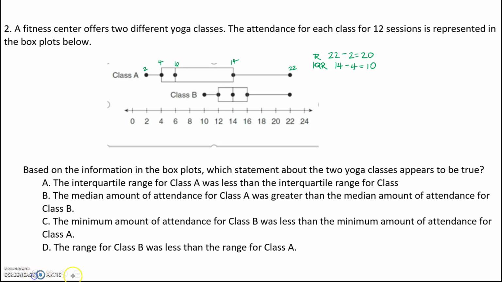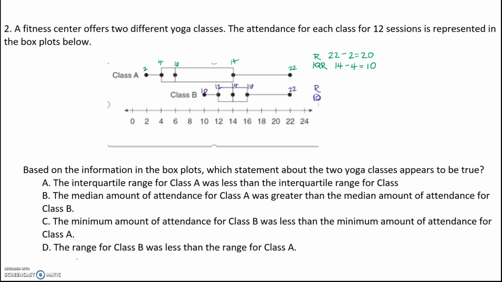Okay, so now we're going to do it on the second box plot before we get started. So again, we're just labeling. So the minimum's 10, first quartile, left side of the box, is 12, median, middle of the box, is 14, third quartile is 16, and looks like my maximum is 22.